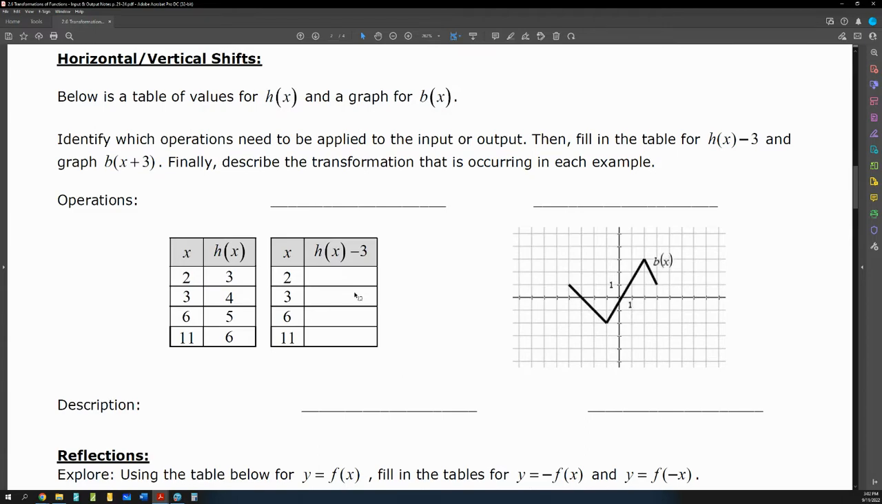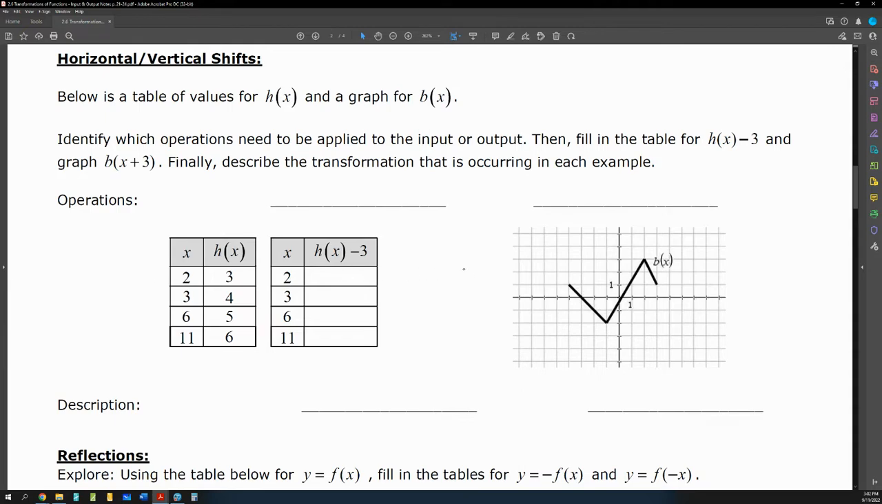So below here, I have a table of values for h of x and a graph for b of x. First, we need to identify which operations need to be applied to the input or the output, and then we'll fill in the table for h of x minus 3, and then graph for b of x plus 3. Finally, describe the transformation that's occurring in each example. So let's start with the table, h of x.